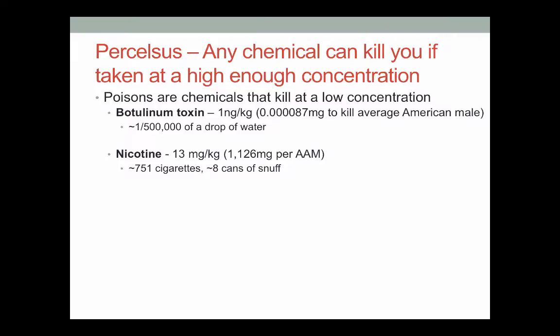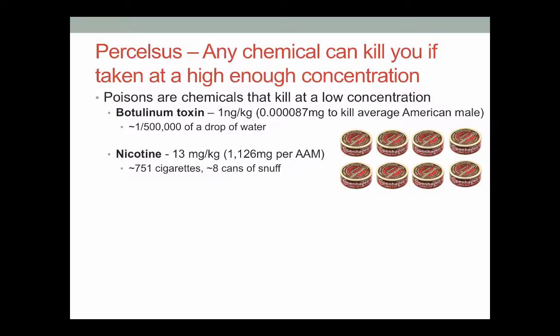Moving down in toxicity, we have things like nicotine, which are slightly less toxic. It still takes about 13 milligrams to every kilogram of weight to kill you. So this comes out to, again, about 1.1 grams for a typical American male. This would be the equivalent of smoking about 750 cigarettes at the same time. So you'd have to work pretty hard. Alternatively, about 8 cans of snuff at the same time as well. So, that's a lot of tobacco. You're going to really have to work at it.